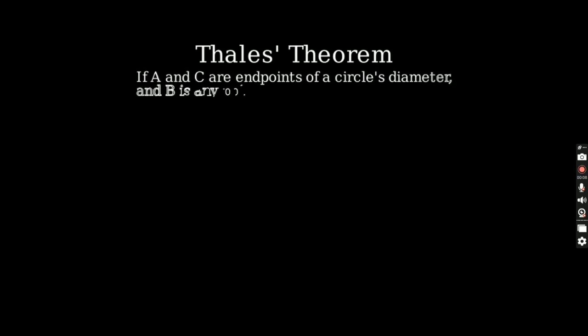Today we'll explore Thales' theorem, one of the most fundamental theorems in geometry. The theorem states that if we have a circle with a diameter AC and any point B on the circle, then the angle ABC will always be 90 degrees.